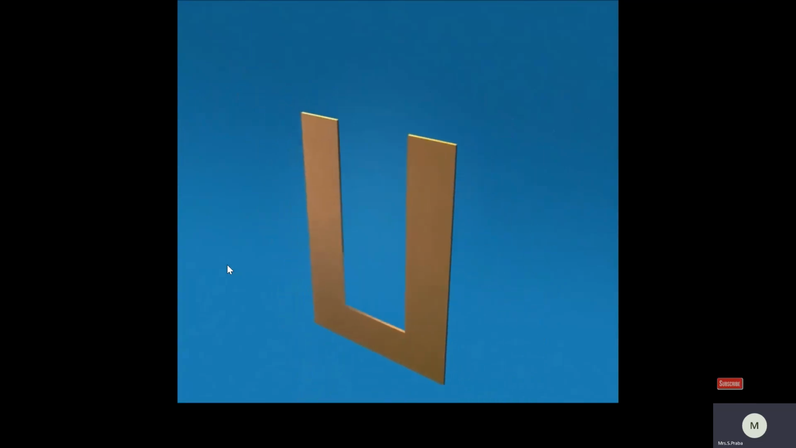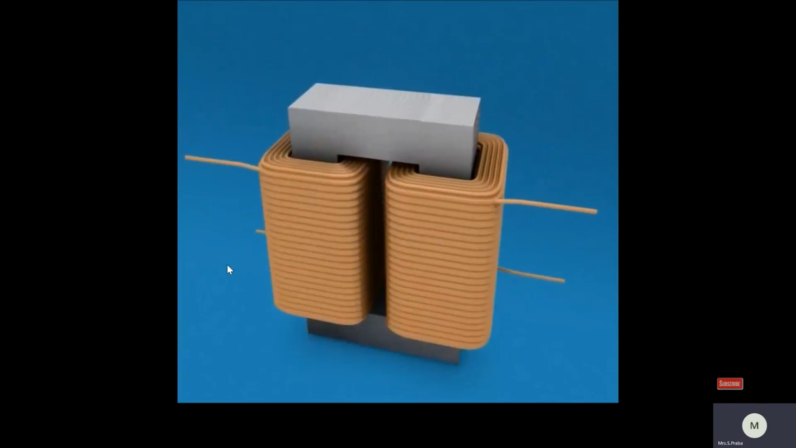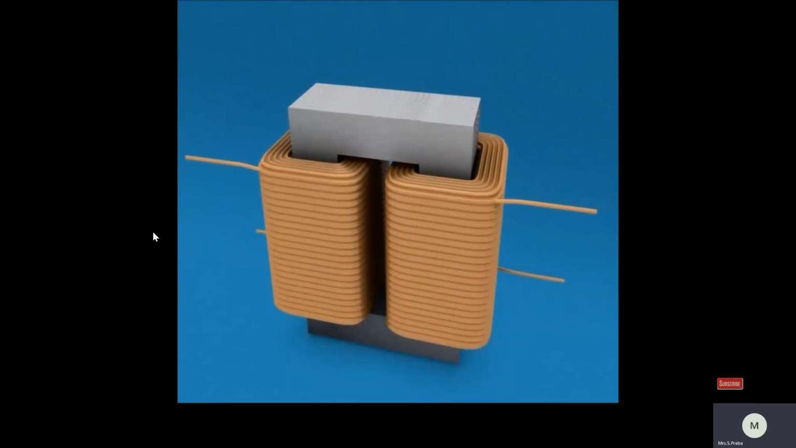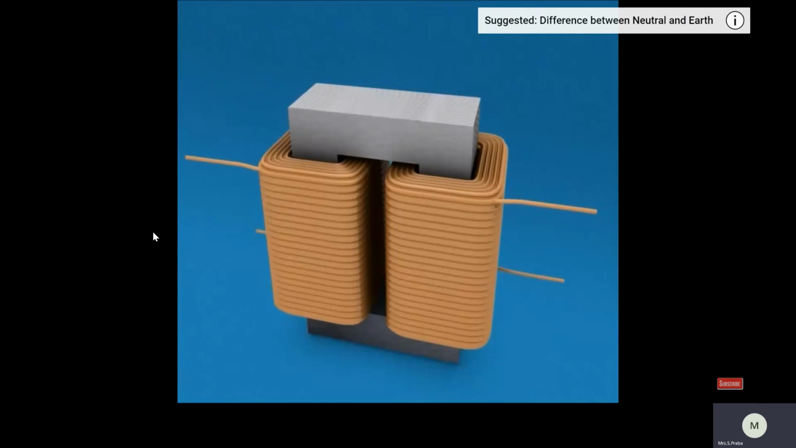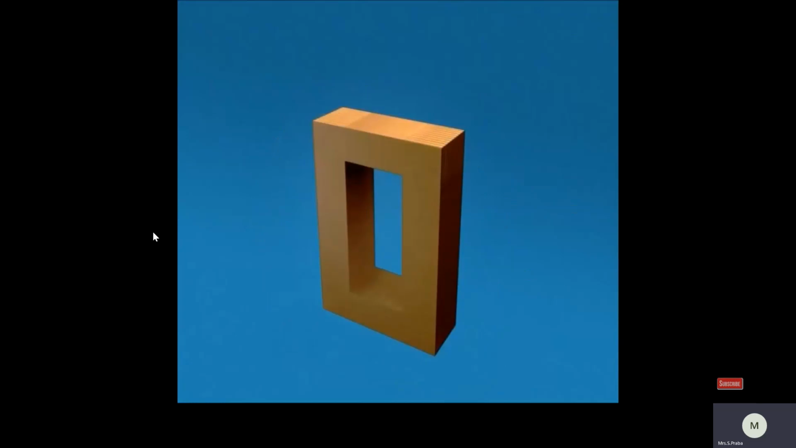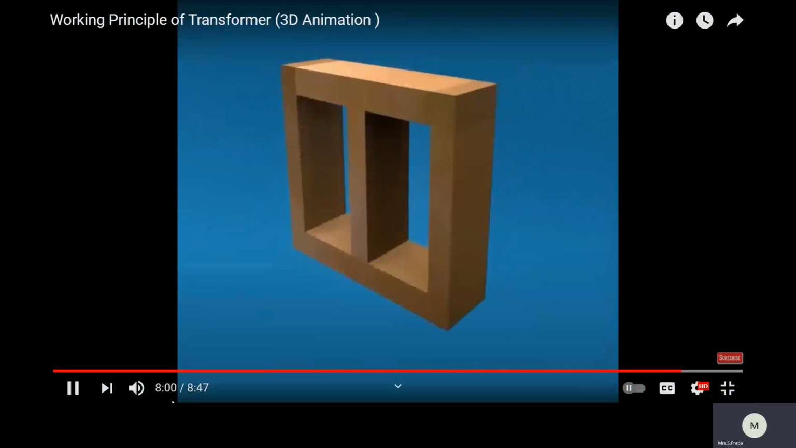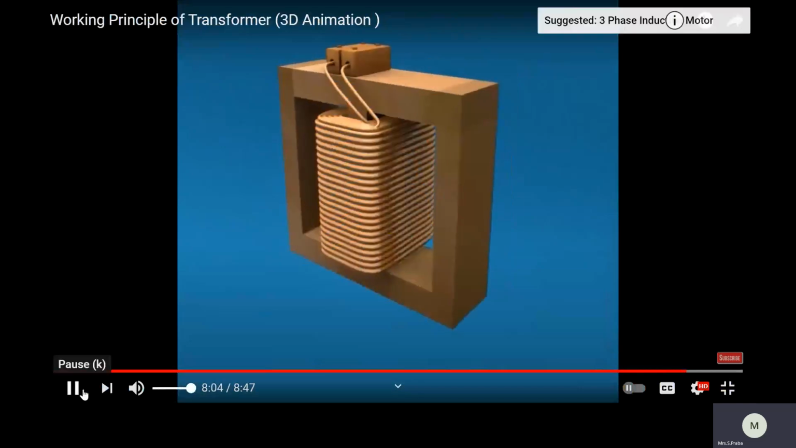The problem with the construction discussed so far is that the two windings are well separated from each other, and there is considerable reduction of magnetic coupling and hence the efficiency of the transformer. This disadvantage can be overcome by constructing the core like this, in which the two windings are brought close to each other, thereby improving magnetic coupling between them.